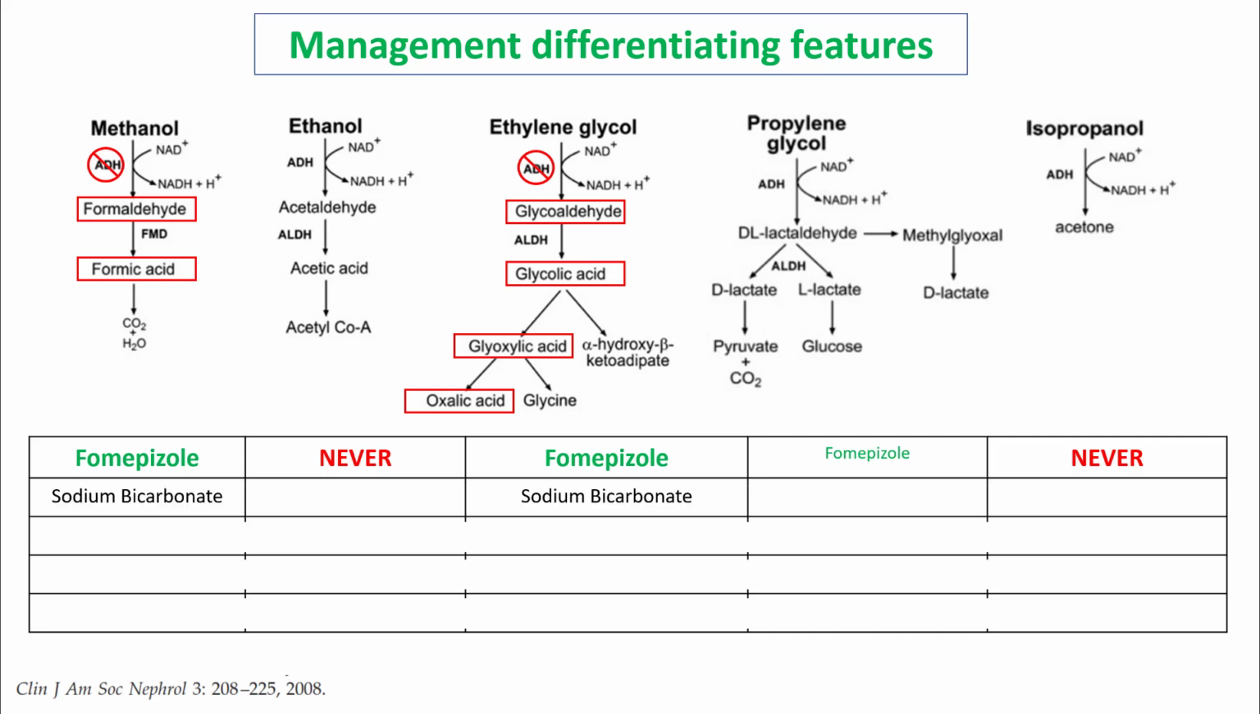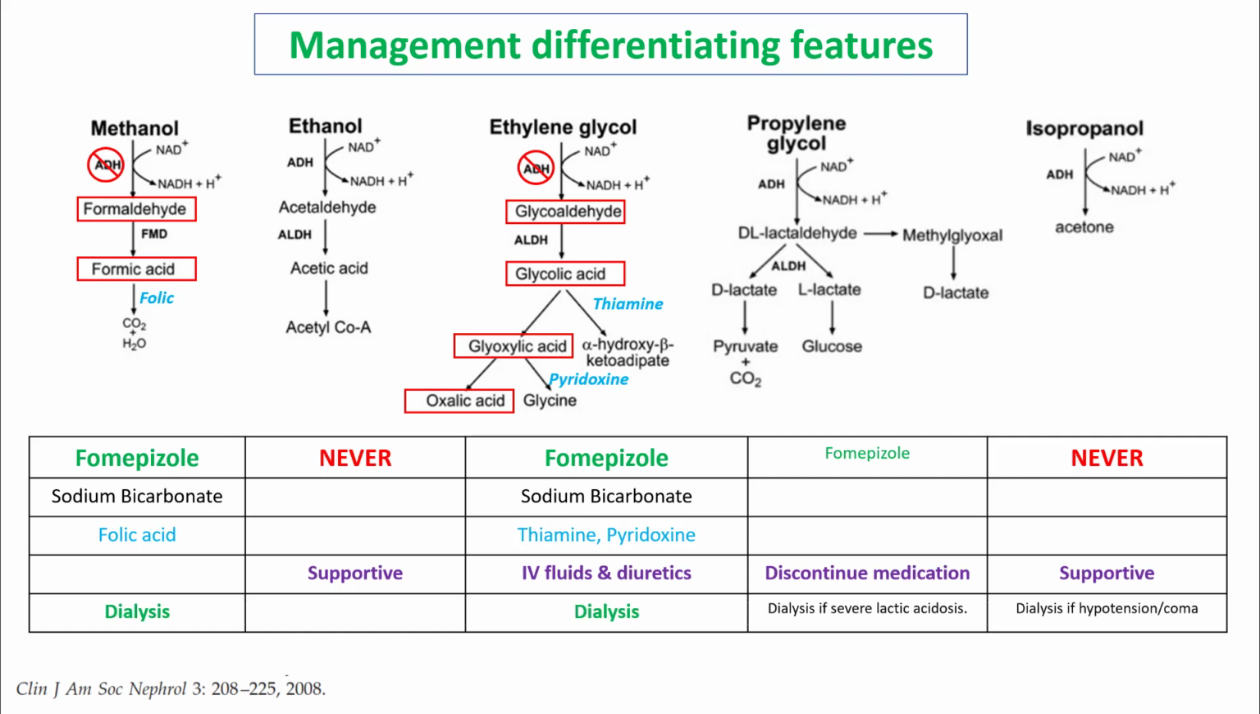Try to keep the pH near normal or slightly alkaline using sodium bicarb in methanol and ethylene glycol toxicity. Use folic acid in methanol and thiamine and pyridoxine in ethylene glycol to help convert into less toxic compounds. In propylene glycol, discontinue the offending medication. In ethylene glycol, use IV fluid and diuretic to get rid of calcium oxalate crystals in urine. Patients with ethanol and isopropanol toxicity need supportive care only.